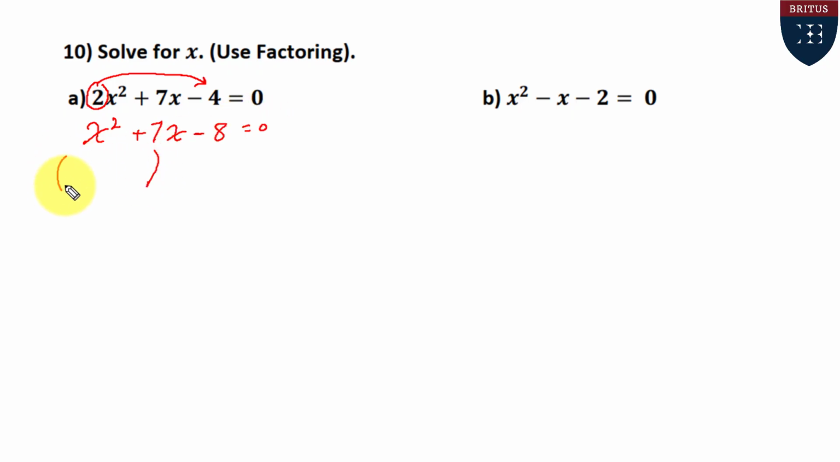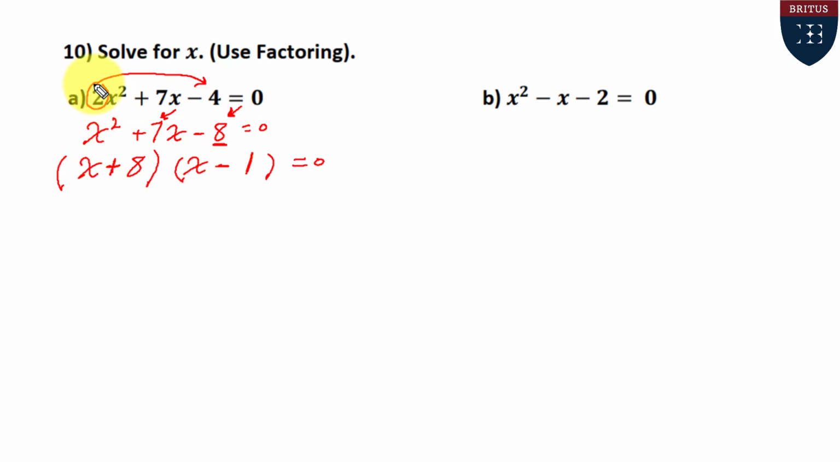We can factorize x squared plus 7x minus 8 equals 0, as x squared is x times x. We need two numbers whose product is 8 and whose difference is 7. Now the two numbers are 8 times 1. The last term is negative, so the two numbers have different signs. The larger one has the same sign as the middle term, so we get plus 8 and minus 1.